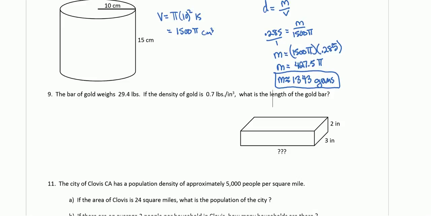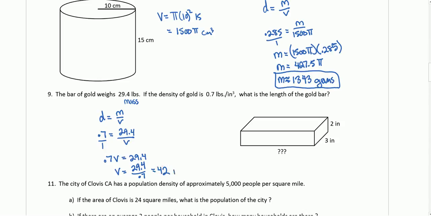We got a bar of gold that weighs 29.4 pounds, so that's mass. If the density of gold is 0.7 pounds per inches cubed, what is the length of the gold bar? So we have density is mass over volume. Density is 0.7. Mass is 29.4, and we need to find our volume first. I'm going to cross multiply here, and I get 0.7 times the volume is 29.4. I'm going to divide by 0.7 and get 29.4 divided by 0.7. Use my calculator to get 42. And we're looking at cubic inches.